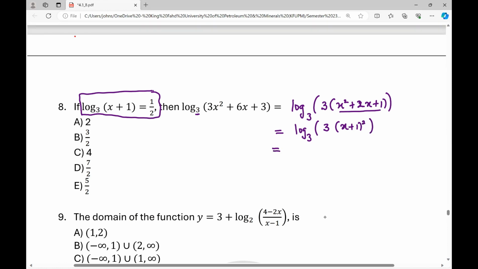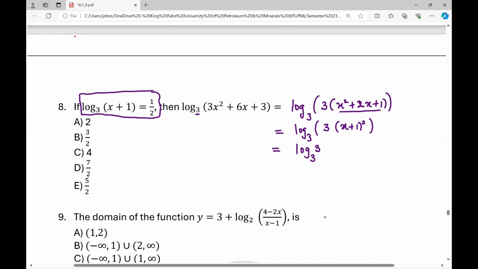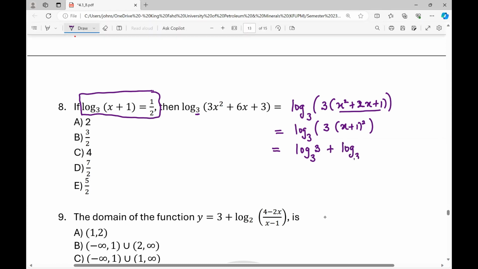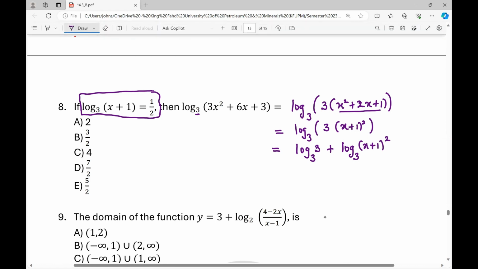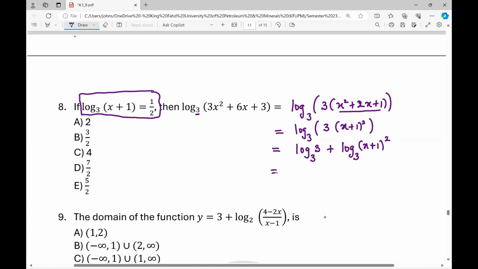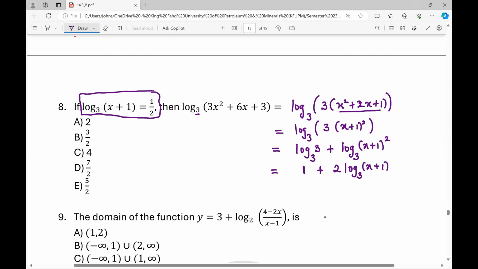Now we can change multiplication to addition. So this is log base 3 of 3 plus log base 3 of (x plus 1) all squared. And log base 3 of 3 is 1, plus. Now, what is this one? The 2 can come down, so you have 2 log to base 3 of (x plus 1).